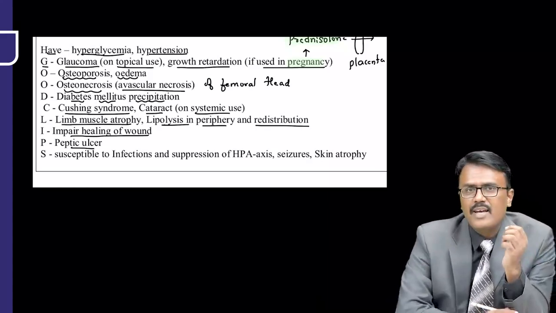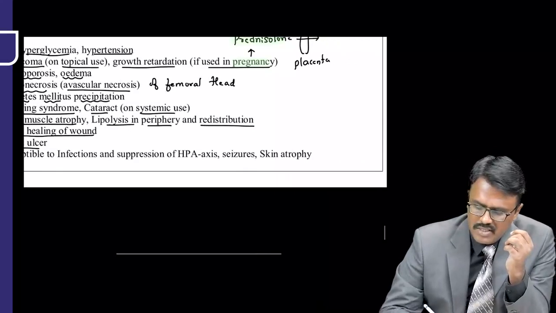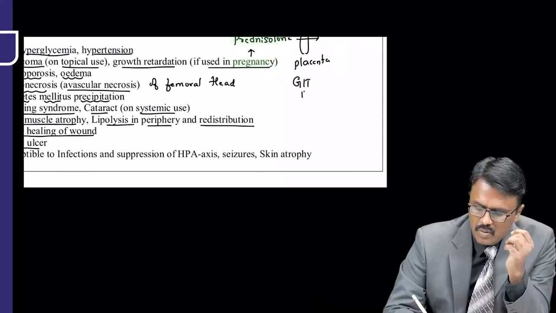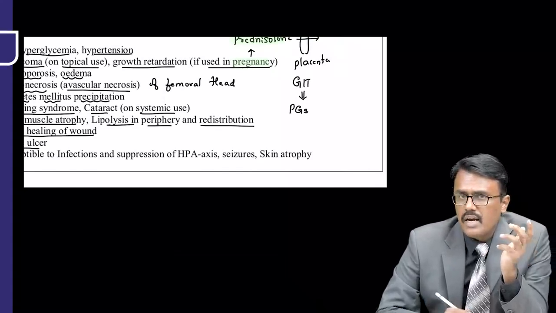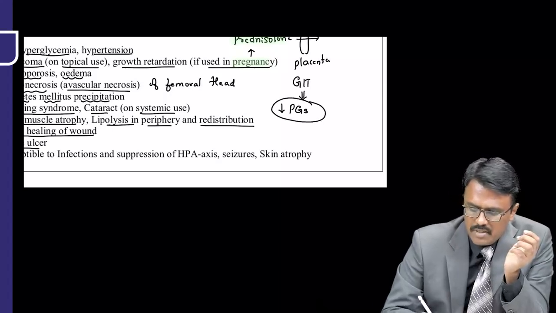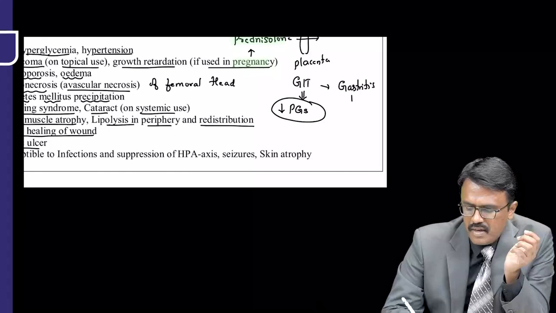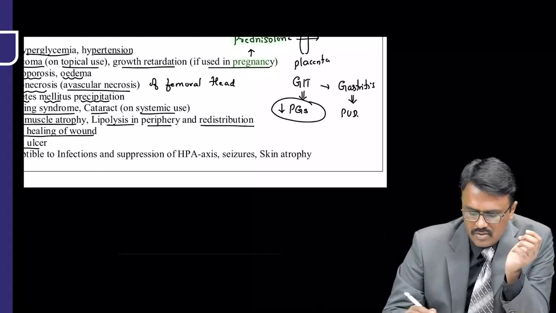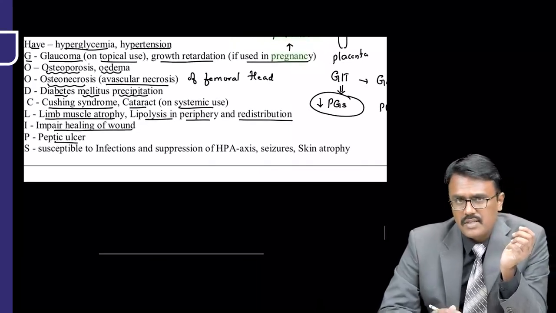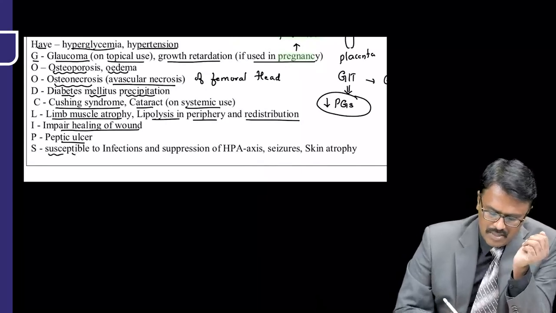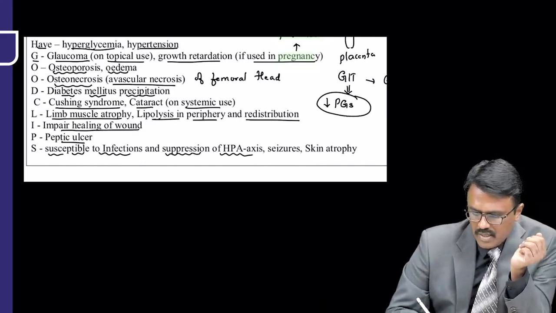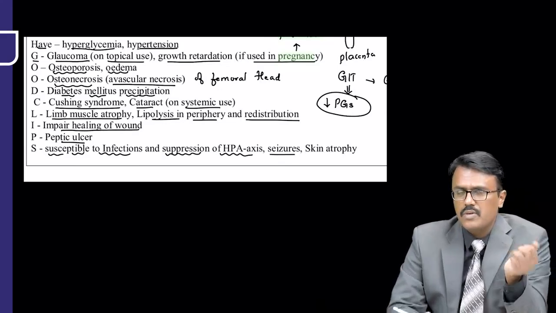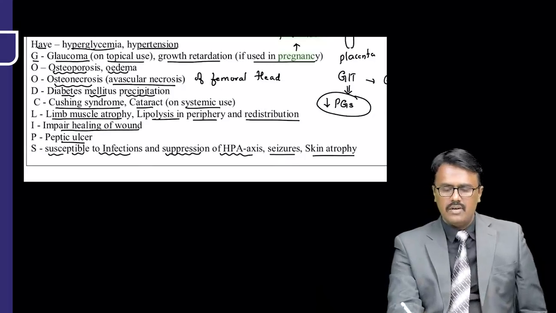Why peptic ulcer? Can you guess why? Now in the GIT, who guards the stomach? The stomach is guarded by prostaglandins. And I told you steroids decrease prostaglandins. What happens if you decrease prostaglandins? The patient will have gastritis, and gastritis will lead to peptic ulcer disease. So that's the reason they can cause peptic ulcer, gastritis. Now the patient may be susceptible to infection because they are immunosuppressed. There is a concept called suppression of the HPA axis. I will explain that. And seizures, I told you, they decrease the seizure threshold, and skin atrophy because of protein breakdown.